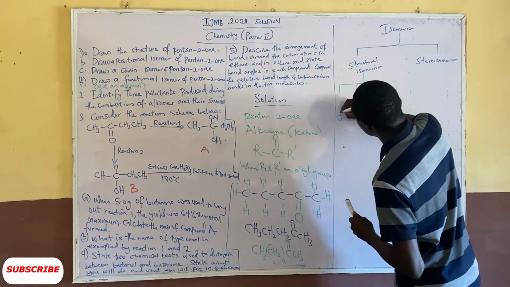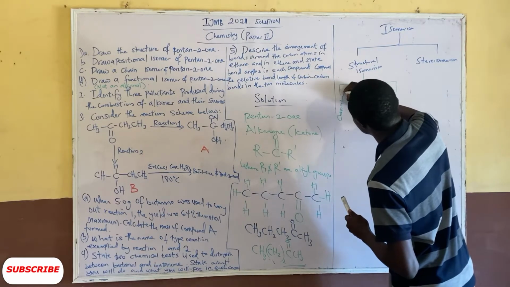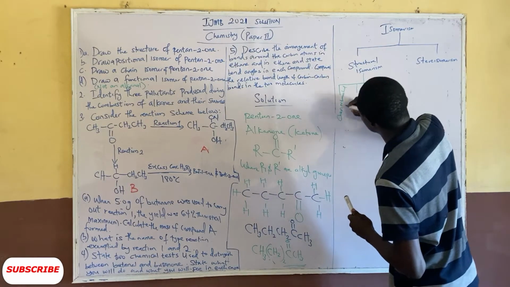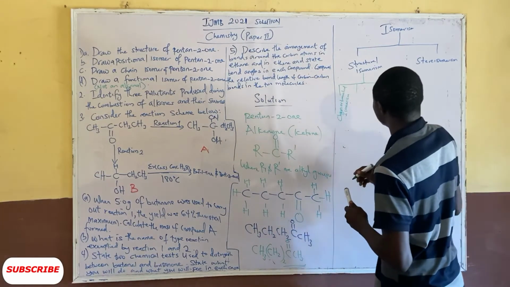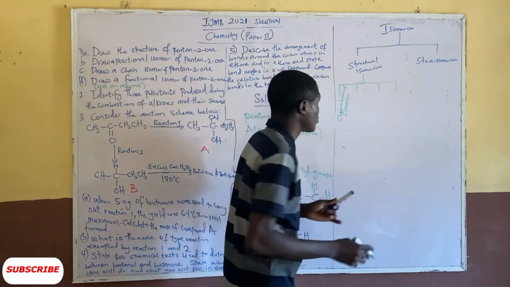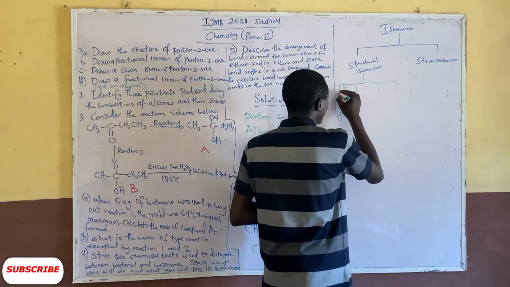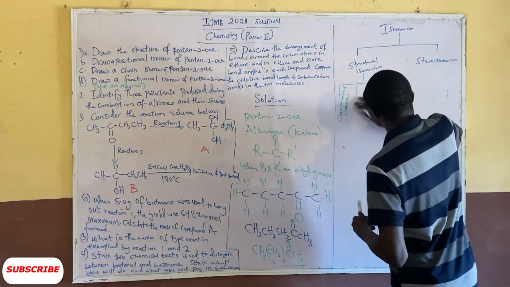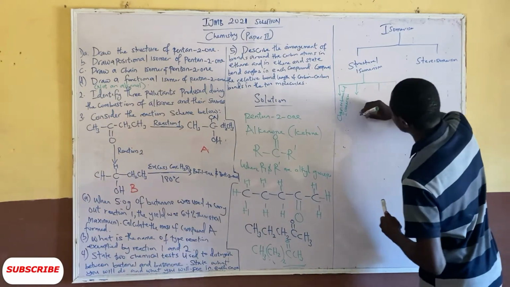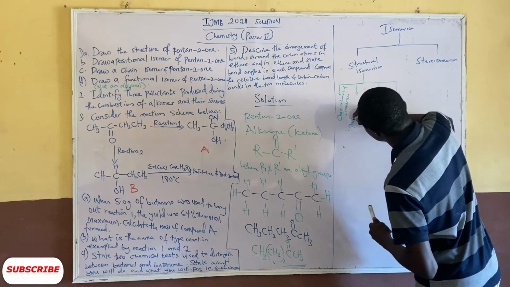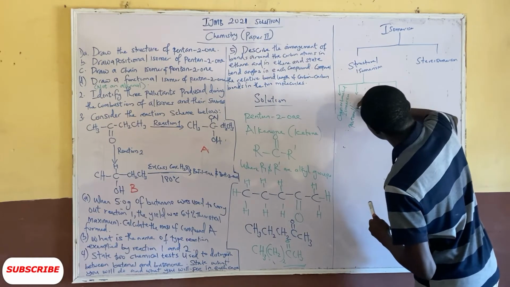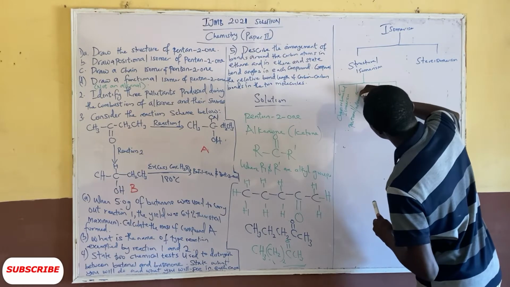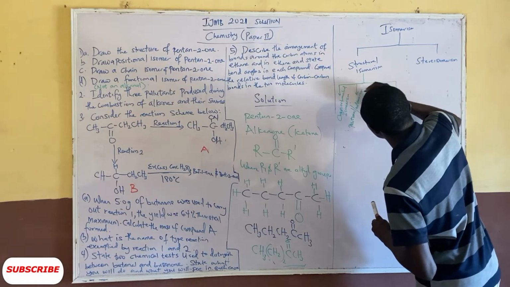Chain or branched isomerism. The second one that we have here is the positional or metamerism. We have the word positional or metamerism.